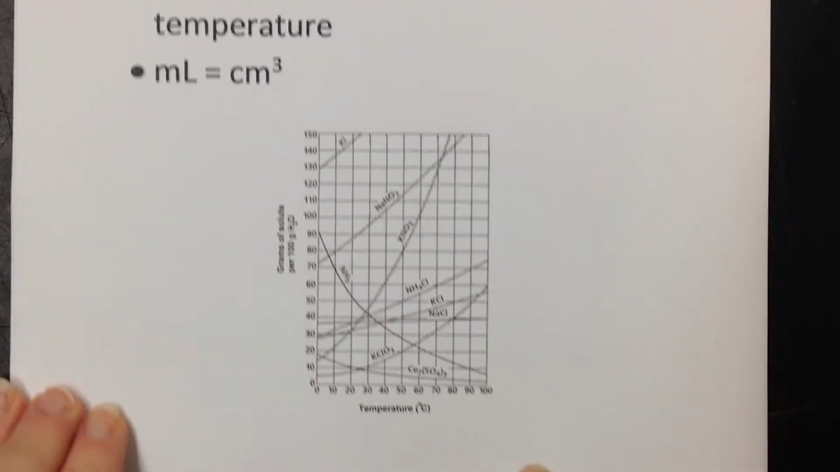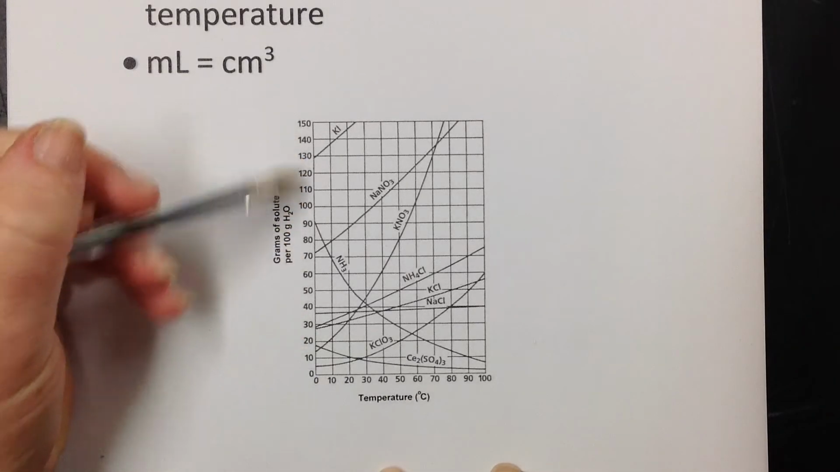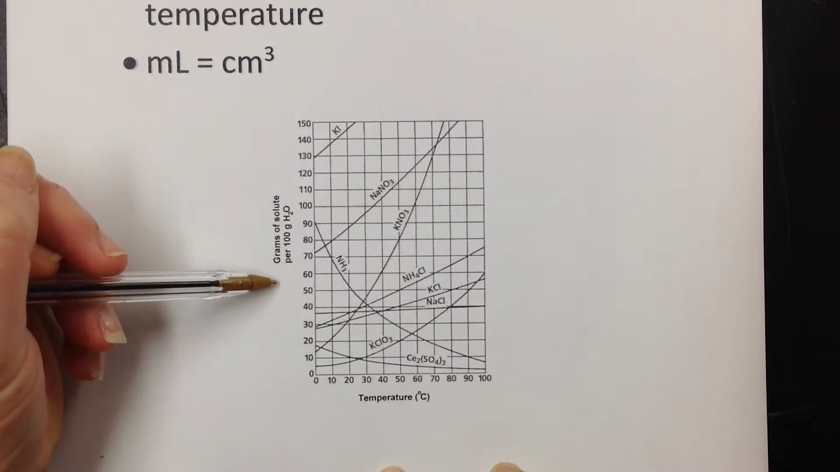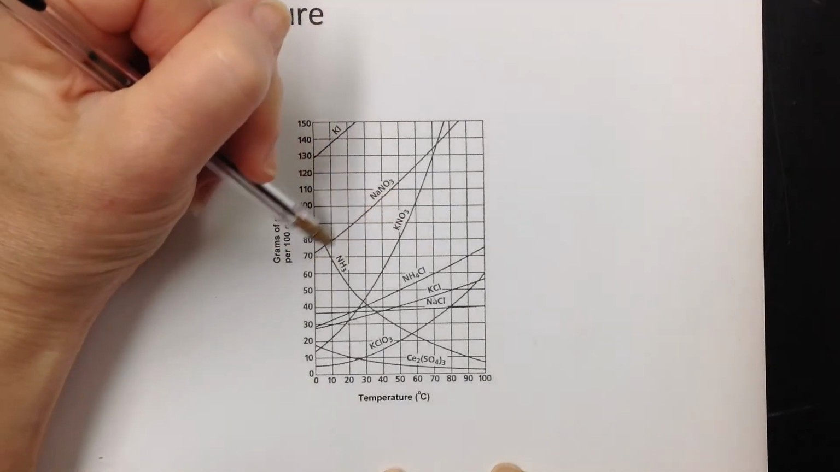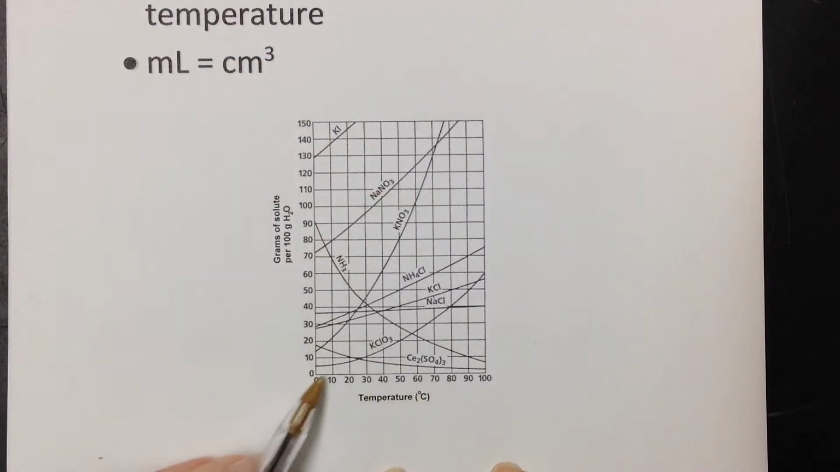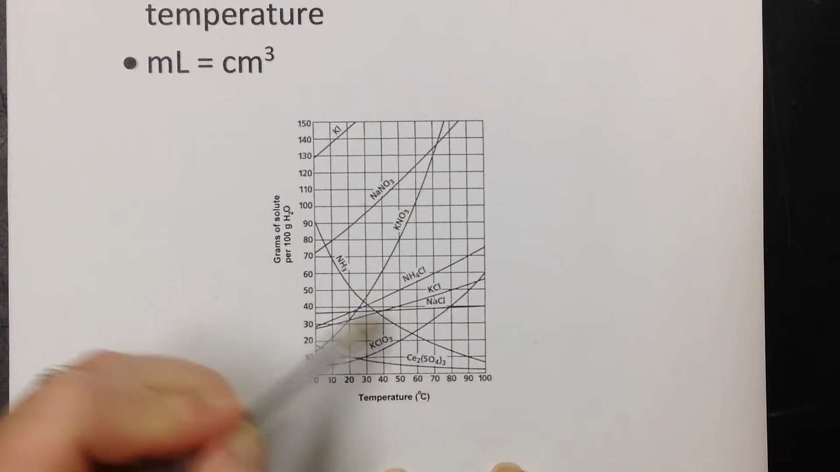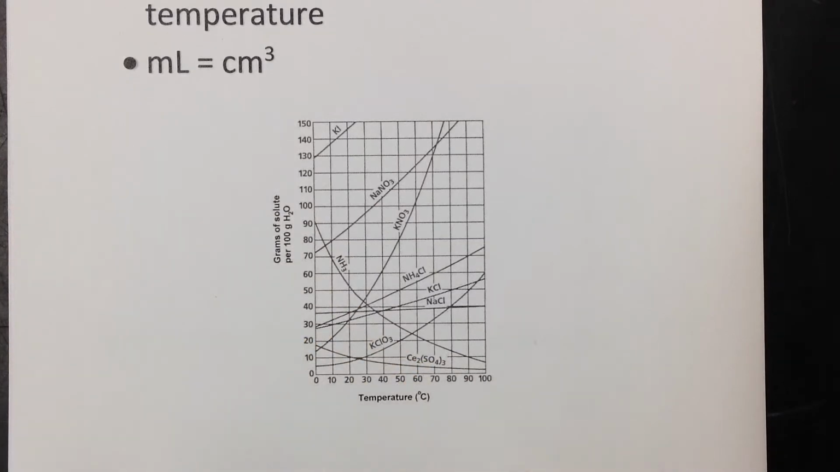So here's just a small little version of a solubility graph, and this is going to be like the one we look at today. We have our grams of solute per 100 grams of water, and we have our temperature in degrees Celsius. Now, this particular solubility graph shows us solids. We know that because you can see that as temperature increases, the solubility is increasing. And we also see a couple of gases on this graph. As temperature increases, the solubility is going down.